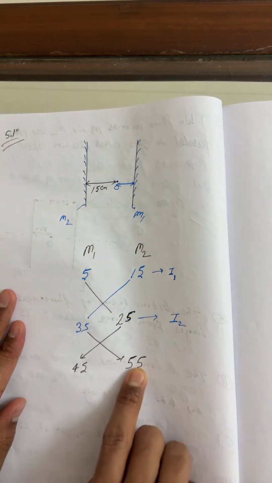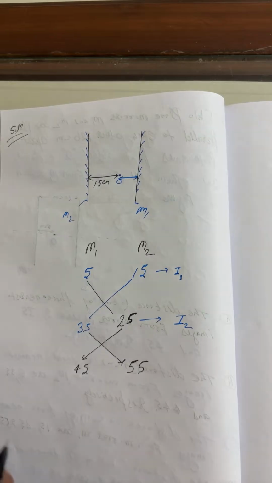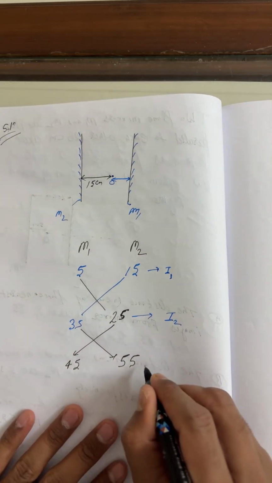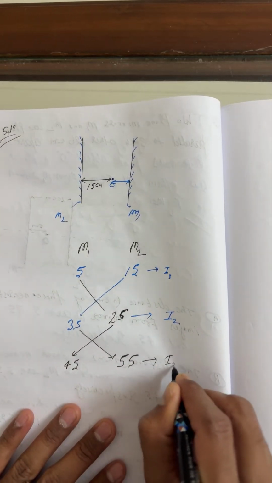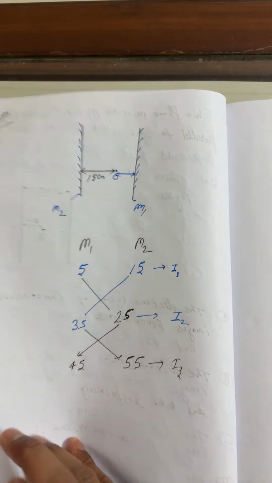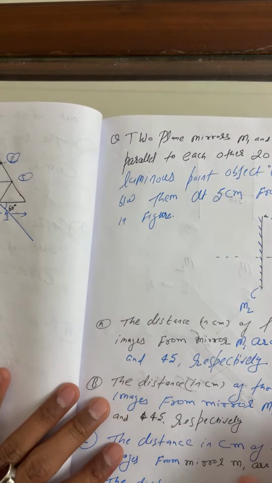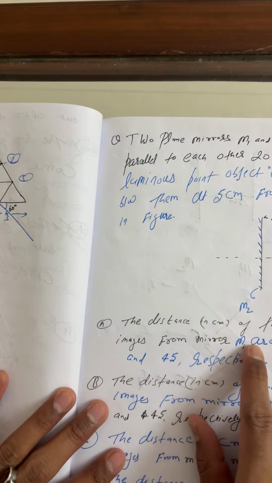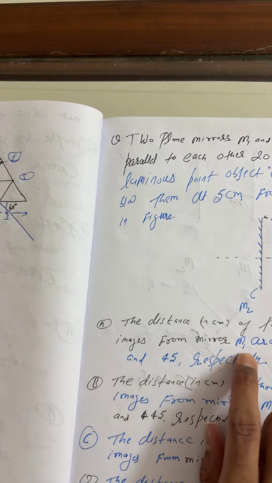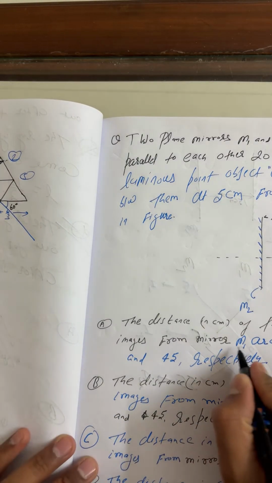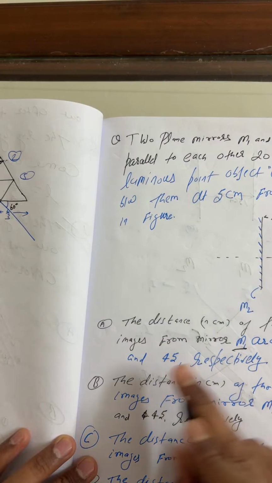This is the image for M2 because they mention greatest 3 integer, 3 images here. So this is what you can say I3. Have a look here. What does the question say? The distance in centimeter from mirror M1. This is 5, 35 and 45.